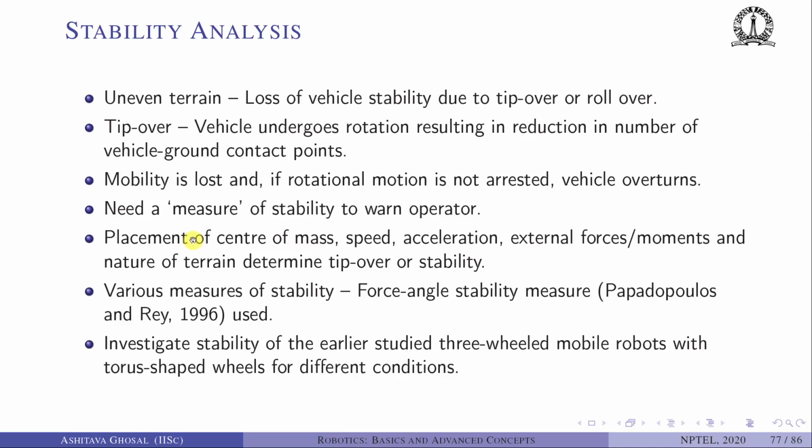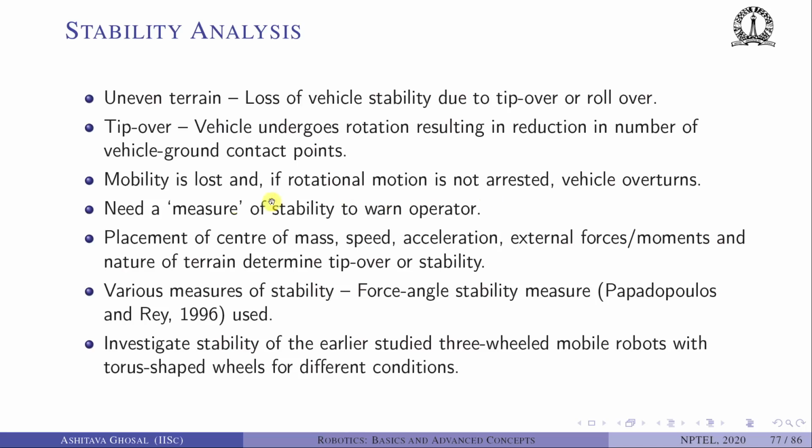Next, let's look at the stability of this three-wheel mobile robot on uneven terrain. On uneven terrain, the loss of vehicle stability could be due to tip over or roll over. Tip over means the vehicle undergoes rotation, resulting in a reduction in the number of vehicle ground contact points. So instead of 3, you can have fewer. Mobility is lost, and if the rotational motion during tip over is not arrested, the vehicle will overturn.